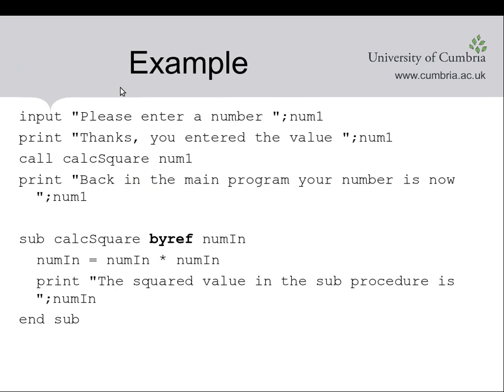This is a very similar program to the previous example, but this time the difference is in the definition of the sub-procedure. We have the use of a new word, by ref. It's telling Just BASIC that this sub-procedure, calculate square, has one parameter which is passed in by reference, and the rest of the program is virtually identical apart from some text in the output messages.